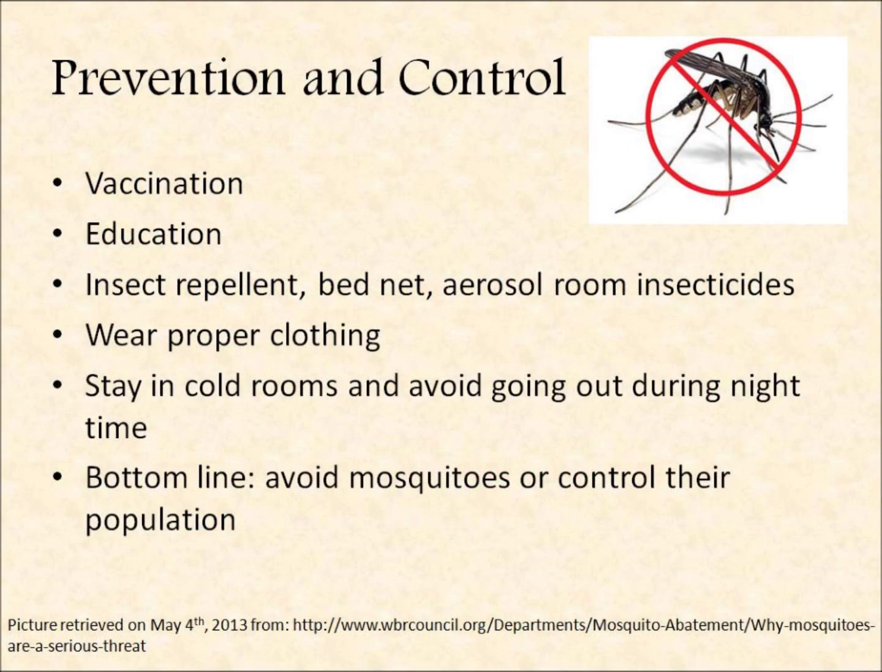Prevention and control. The main method of prevention is through vaccination and also education. You can technically vaccinate your pigs or your livestock, but people generally don't want that because most of the time you're going to end up eating it and, well, overexposure. Other methods include insect repellent, bed nets, insecticides, proper clothing, etc.